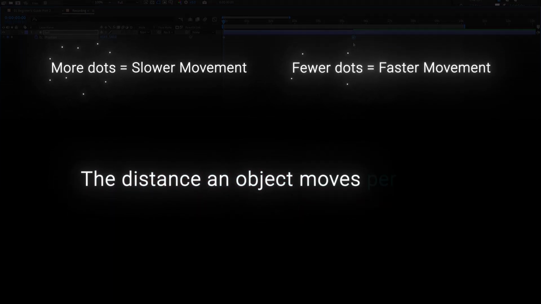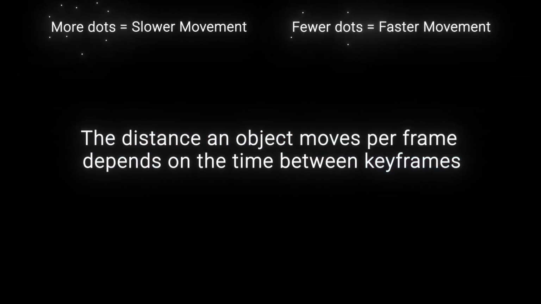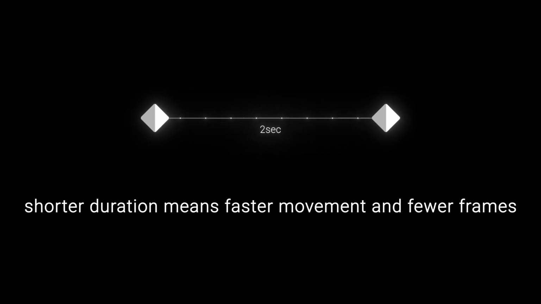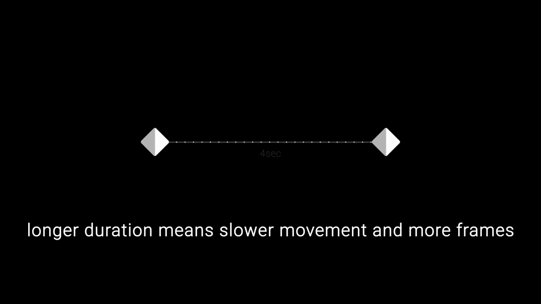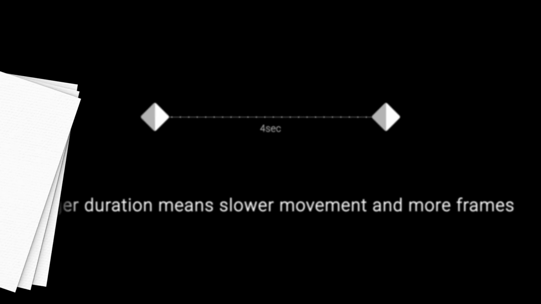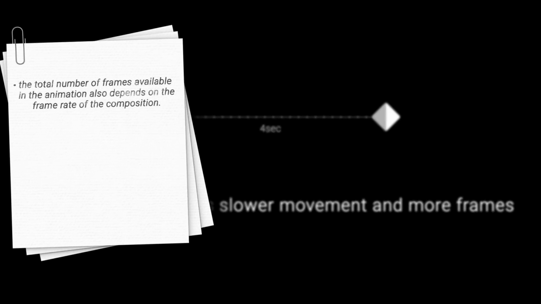The distance an object moves per frame depends on the time between keyframes. Shorter duration means faster movement and fewer frames. Longer duration means slower movement and more frames. A quick side note, the total number of frames available in the animation also depends on the frame rate of the composition.